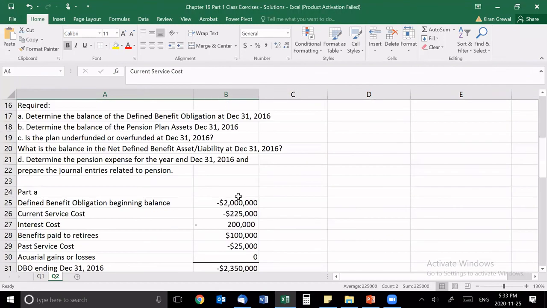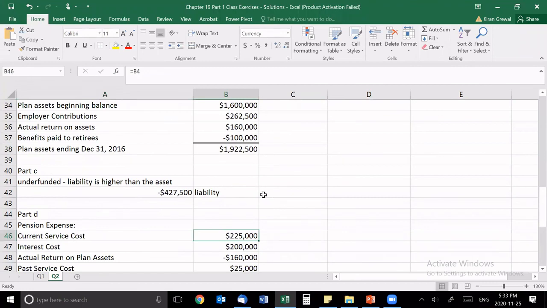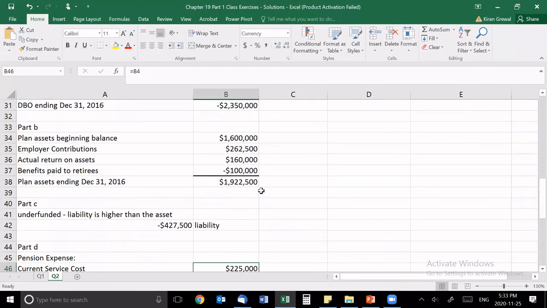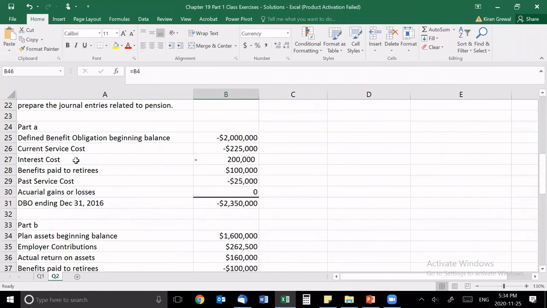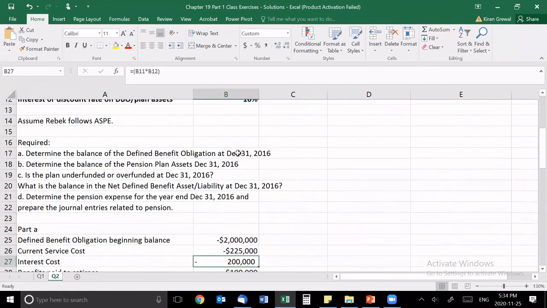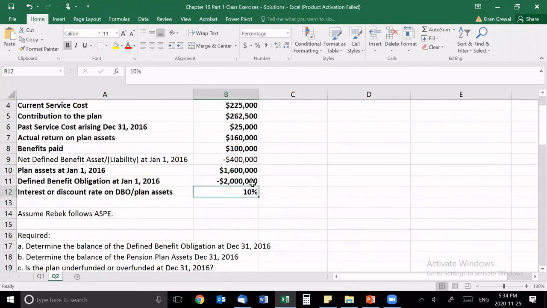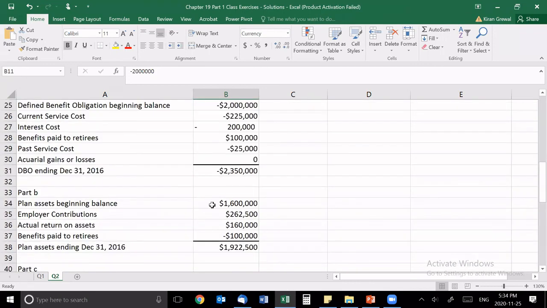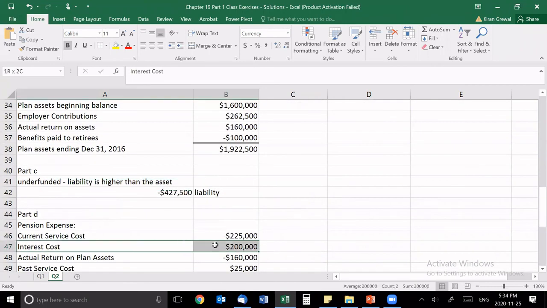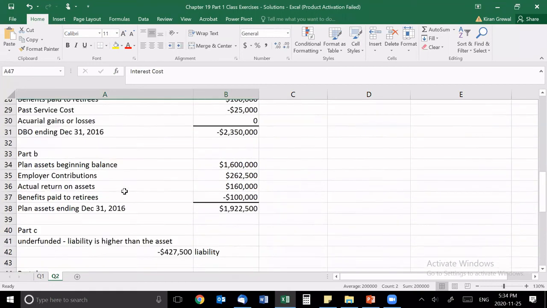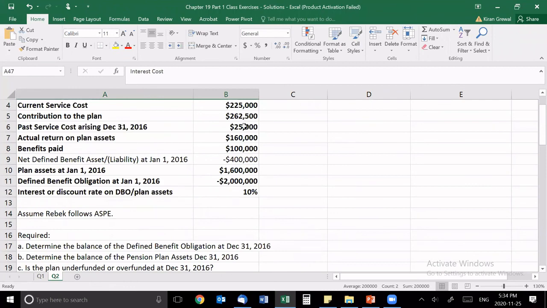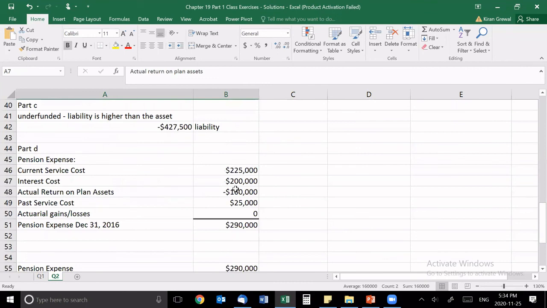So we'll start with our current service cost, $225. We're going to add our interest cost. We calculate our interest cost as $200,000, which is that 10% times the opening balance of our DBO. So we're going to add that interest cost of 200,000. We're going to subtract any actual returns on plan assets, which we have. Actual return 160,000. So subtract that.